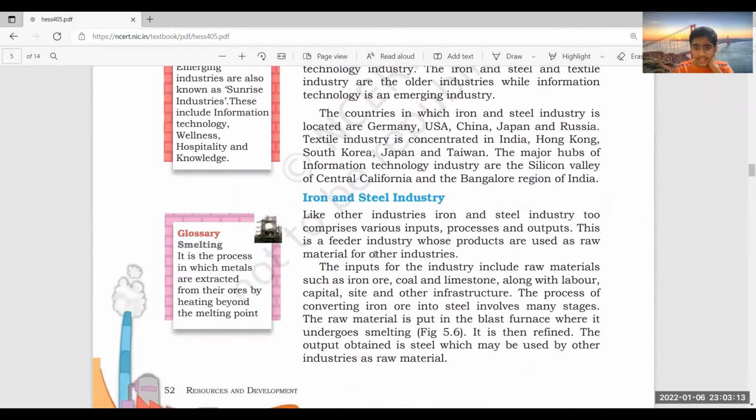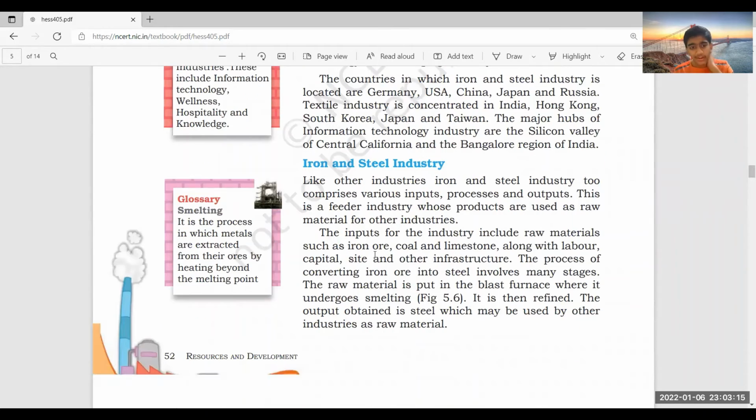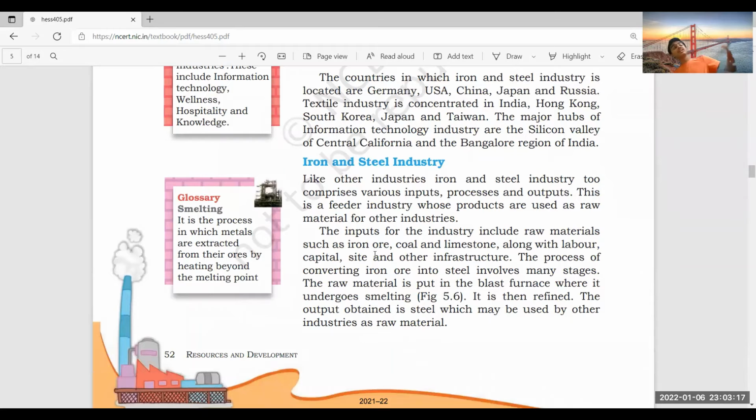And the iron and steel industry. When we talk about the iron and steel industry in history, in the sixth chapter, we'll learn about this. How did it happen in history? We also have a few points in this chapter about that history. When we get back into the chapter, we can learn about it. And like other industries, the iron and steel industry too comprises various inputs, processes, and outputs.